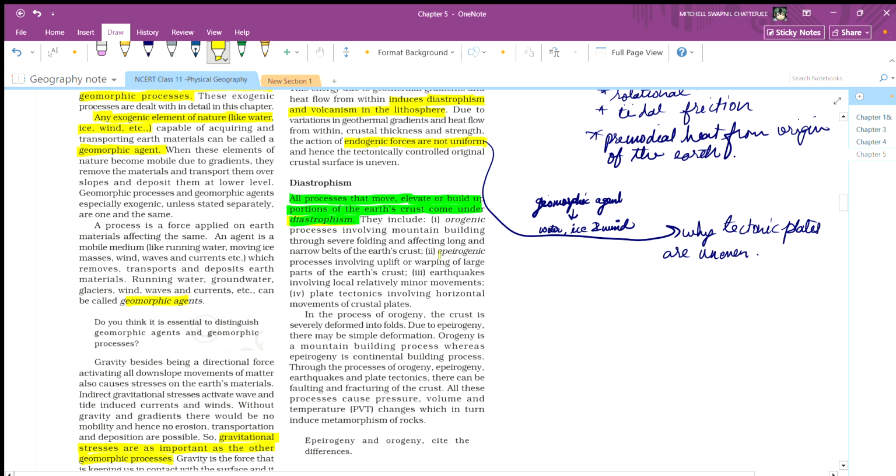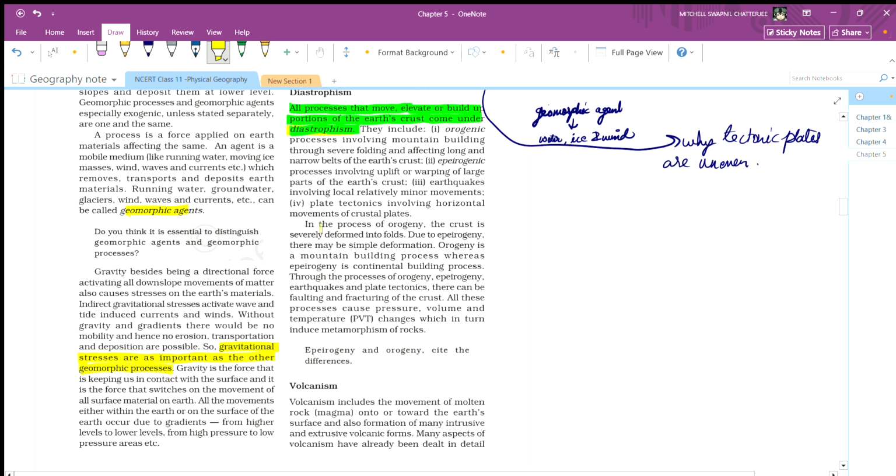Next is epeirogenic process involving uplift and warping of large parts of earth crust. So one causes folding, another involves uplift or warping of large parts of earth crust. Third is earthquake involving local relatively minor movement, and last one is plate tectonics involving horizontal movement of crustal plates.